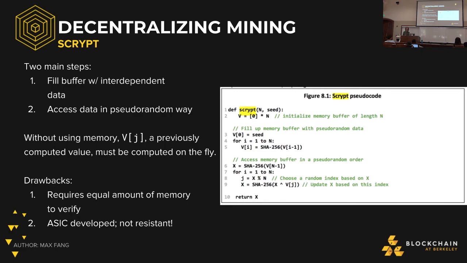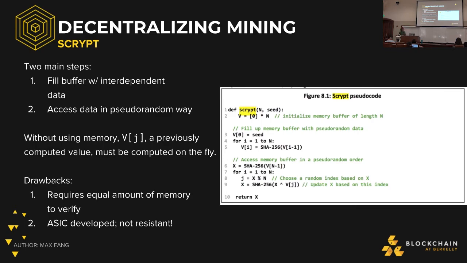The main idea is that it's memory bound. It requires a lot of memory to do quickly, and that limits it from ASICs that were used in the Bitcoin system. But an important thing to note is it also has drawbacks. It requires an equal amount of memory to verify it quickly, because you have to do the same thing. You basically have to confirm the answers.